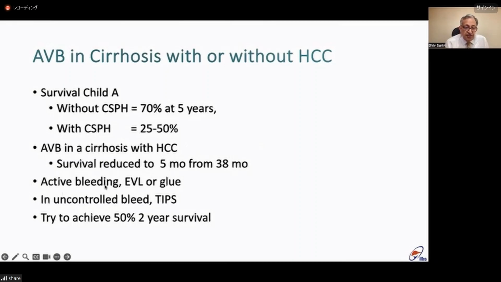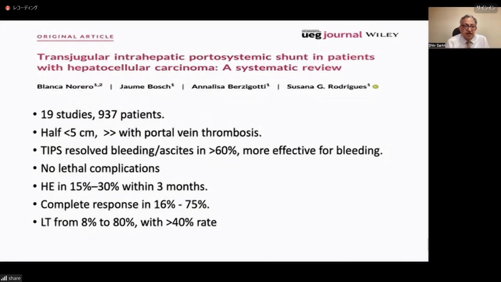I told you in active bleed, you will do band ligation plus glue therapy. If it is uncontrolled, an emergency TIPS despite portal vein thrombosis can be done. What is our aim? In acute bleed, we should try and increase 5 months to 2 years survival. We are not able to achieve it, but our aim should be that patients with HCC and cirrhosis should still live for 2 years after a bleed.